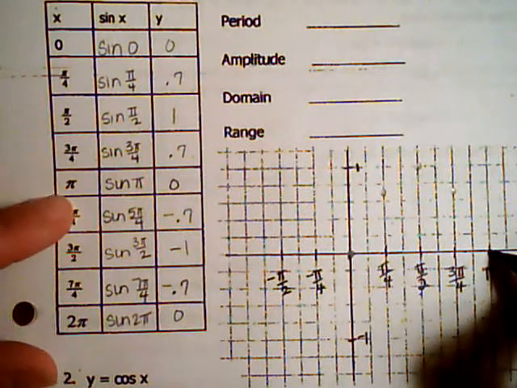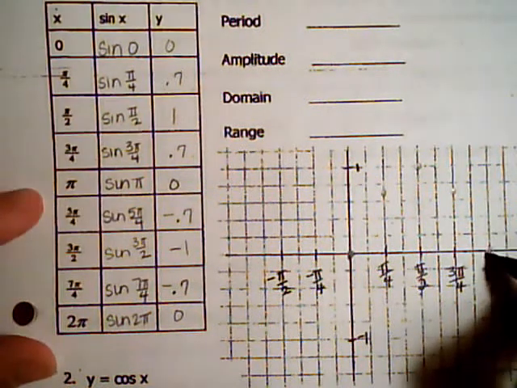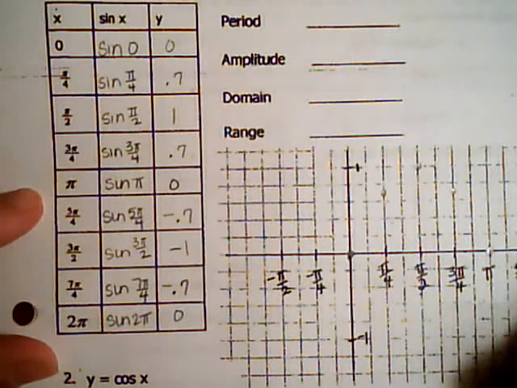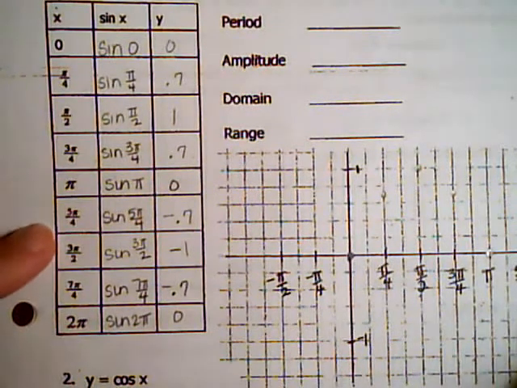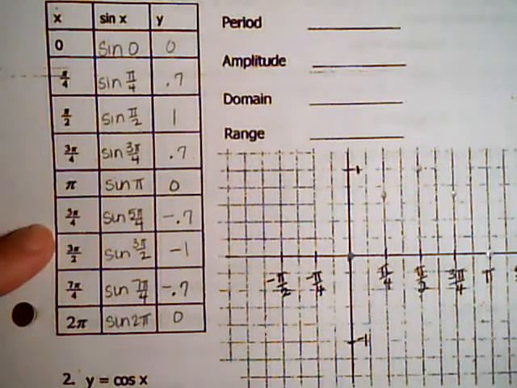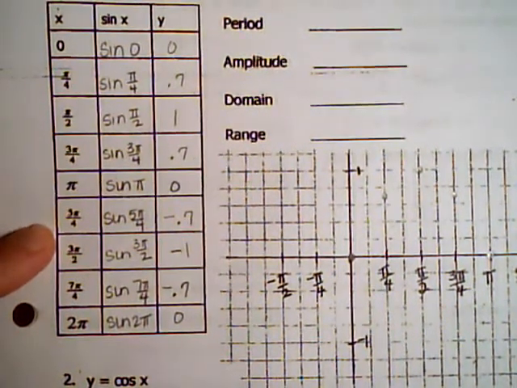And at pi, we see that the sine of pi is 0. 5 pi over 4 is negative 0.7. Okay, you should be seeing some type of pattern here. 3 pi over 2 is negative 1. And then 7 pi over 4 is negative 0.7. And then 2 pi is back at 0.